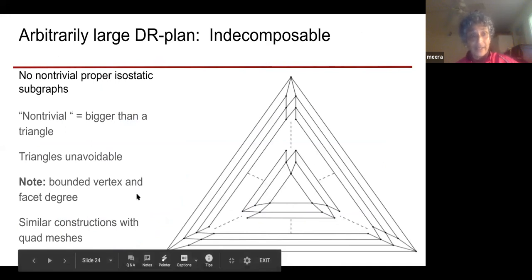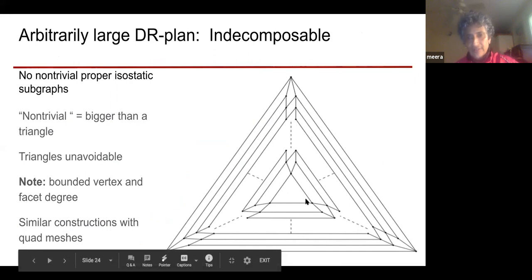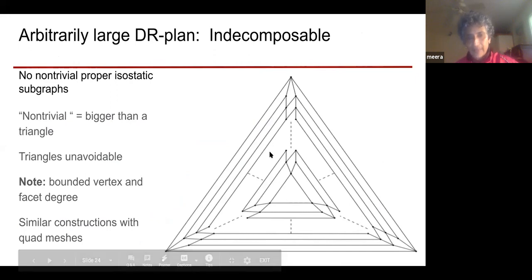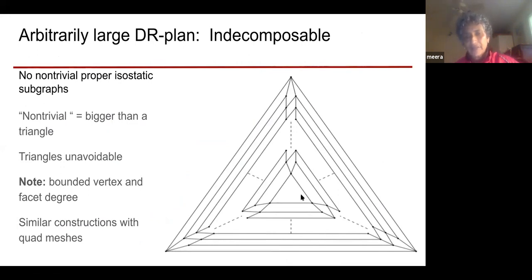When I say this graph has no non-trivial proper isostatic subgraphs, I mean that nothing bigger than a triangle. A triangle is the biggest isostatic subgraph it has. The whole thing is rigid, but if you try to give a DR plan as I defined, dividing into maximal proper subgraphs that are rigid, it will basically fall apart into edges and maybe one triangle, right?